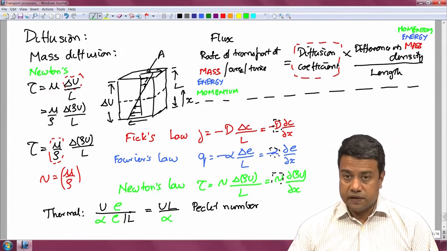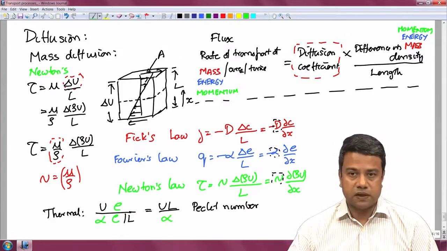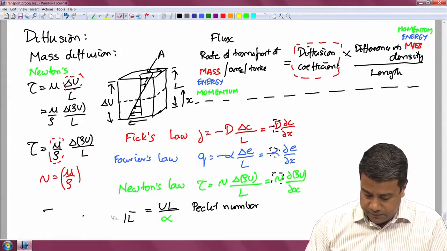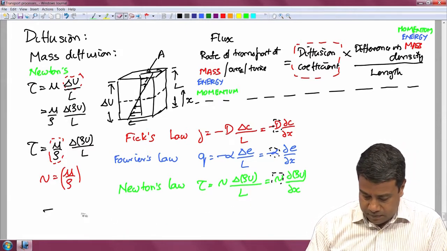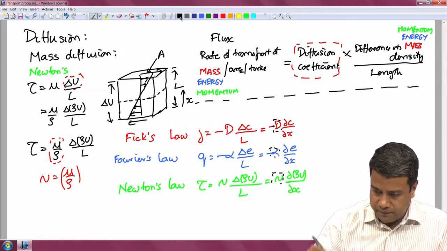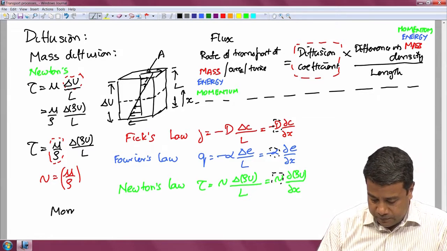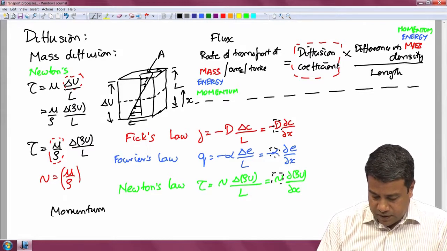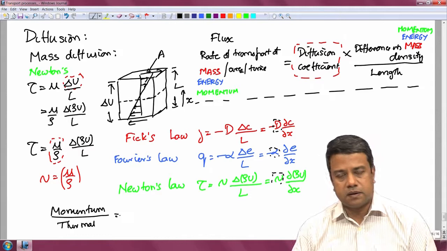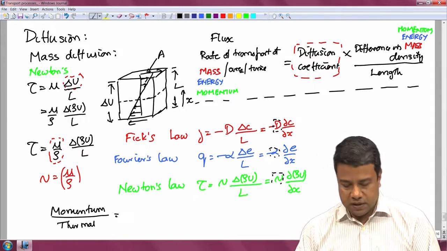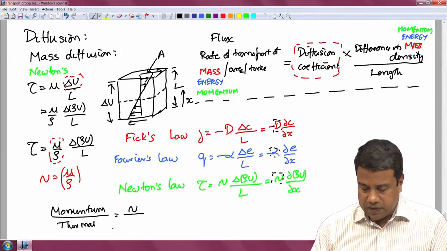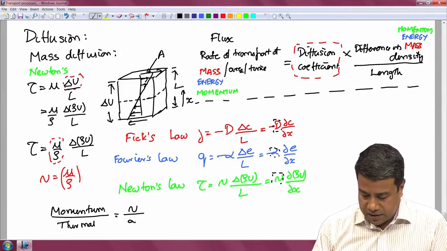You could also have dimensionless numbers which are ratios of two diffusivities. How would that look? If I take the ratio of momentum by thermal diffusivities, the momentum diffusivity was the kinematic viscosity nu. The thermal diffusivity was the thermal diffusivity alpha.